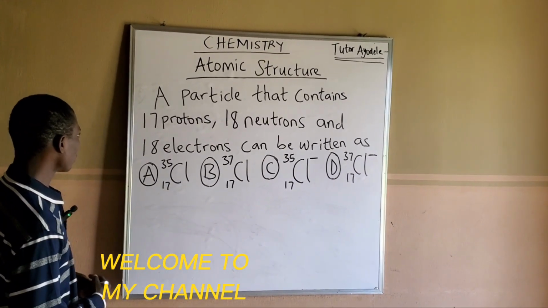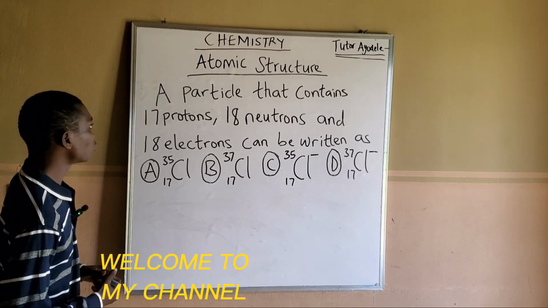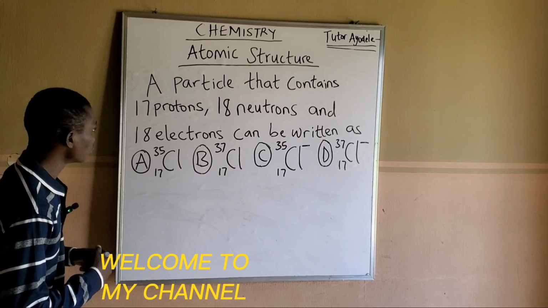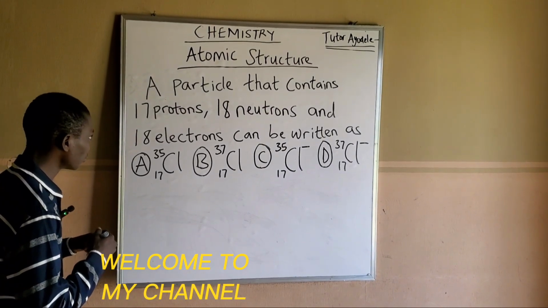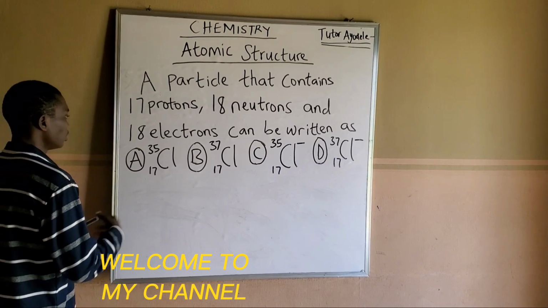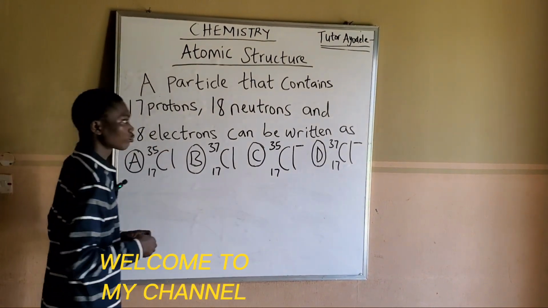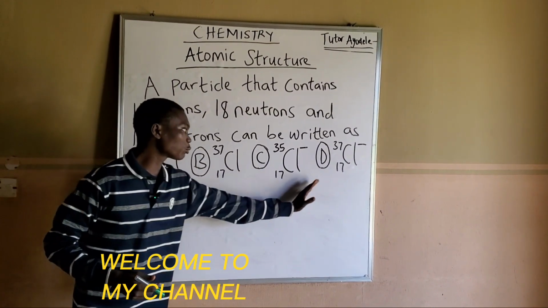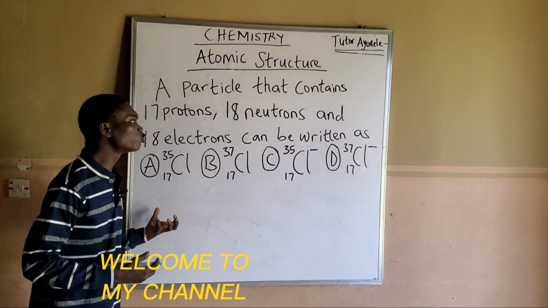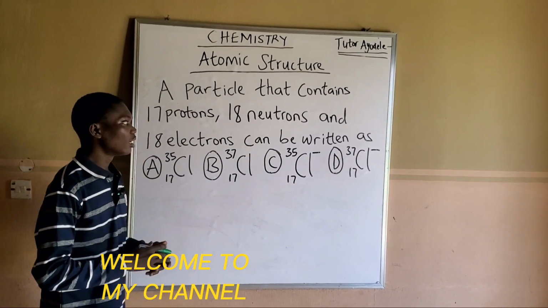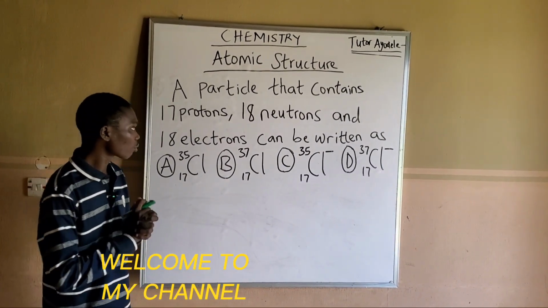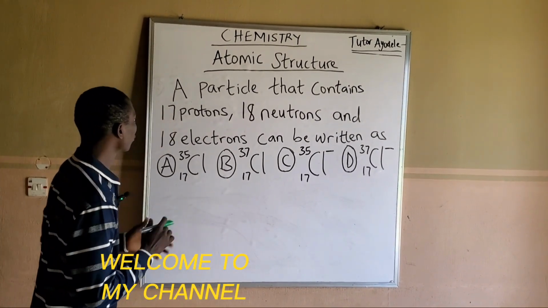The question says a particle that contains 17 protons, 18 neutrons, and 18 electrons can be written as, and these are the options given. Let's assume these options were not given. How will you be able to represent it correctly? How will you be able to answer this question correctly? In this video, I will teach you the right way to answer these questions.